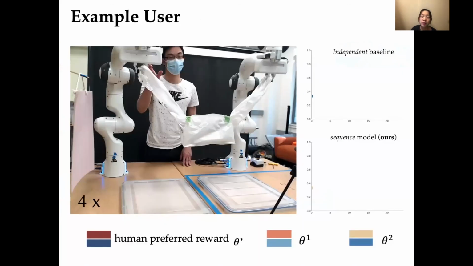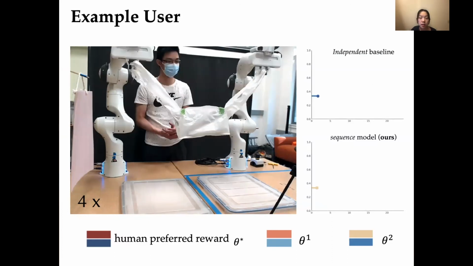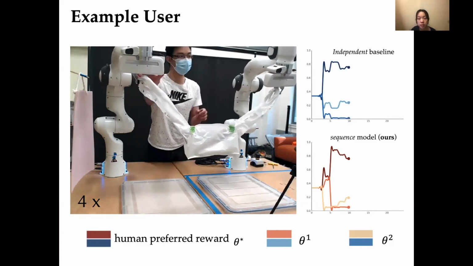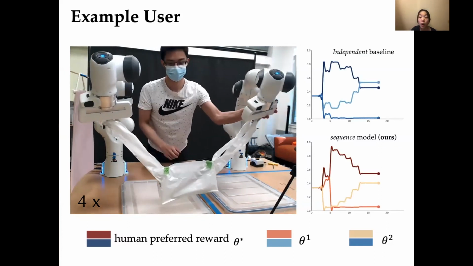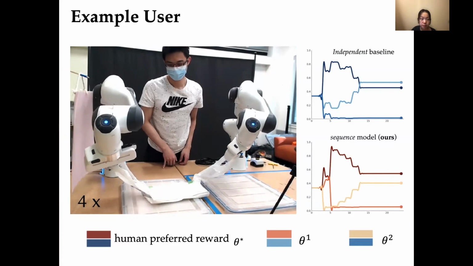To evaluate the effectiveness of our method, we conduct experiments with some users. Here, we show the likelihood of 3 different reward parameters over time. The darker red and blue denotes the human preferred reward, while the lighter colors show other non-preferred reward parameters. We can see here, our sequence model successfully infers the reward while the independent baseline fails.